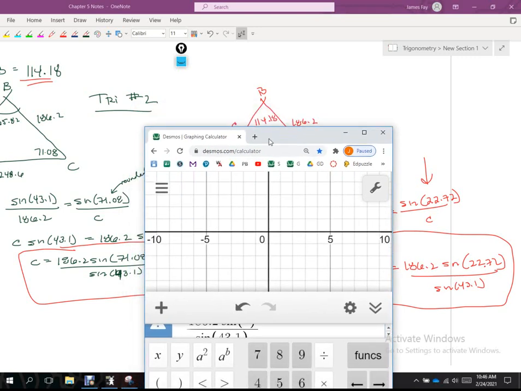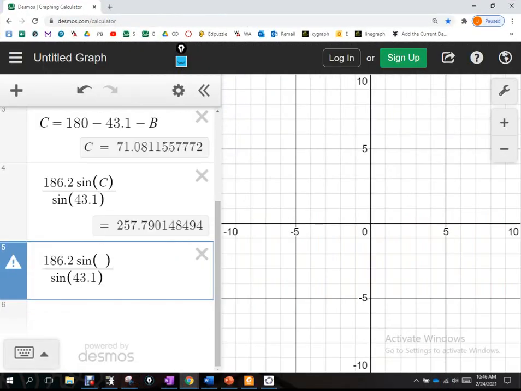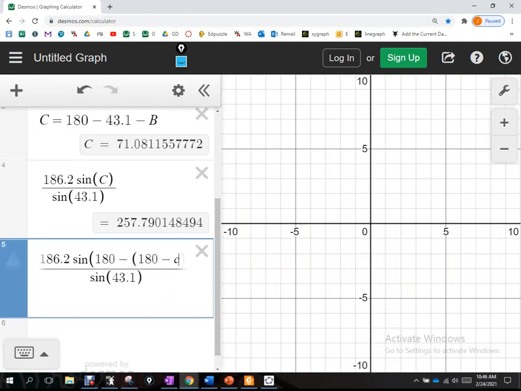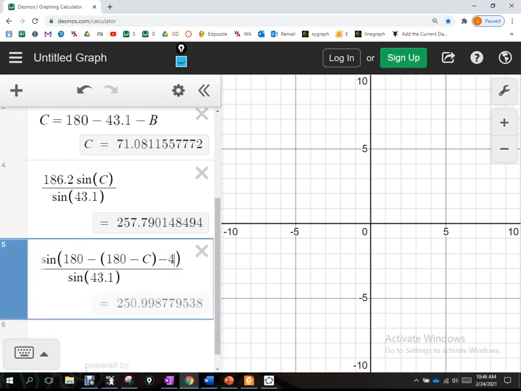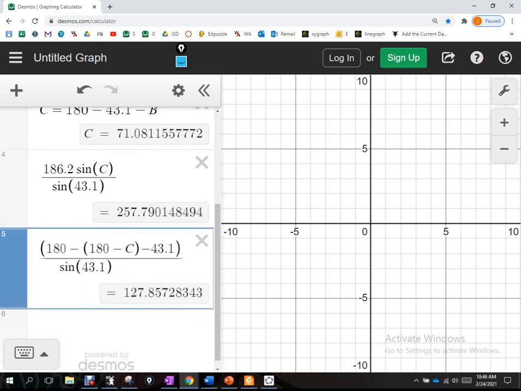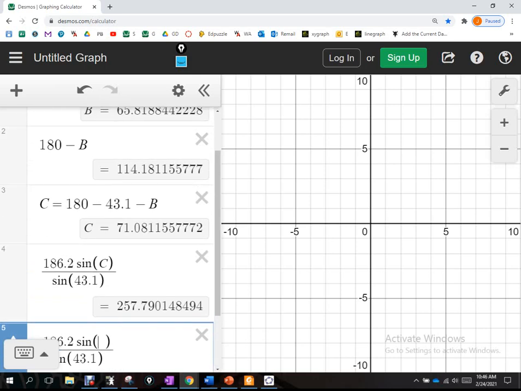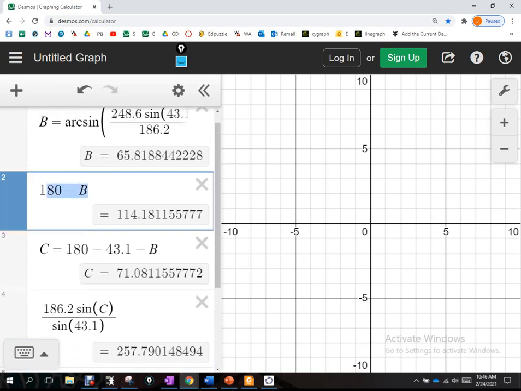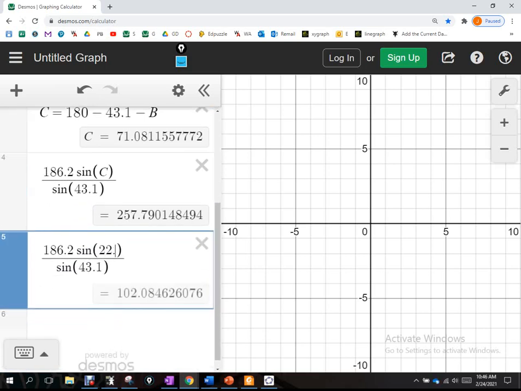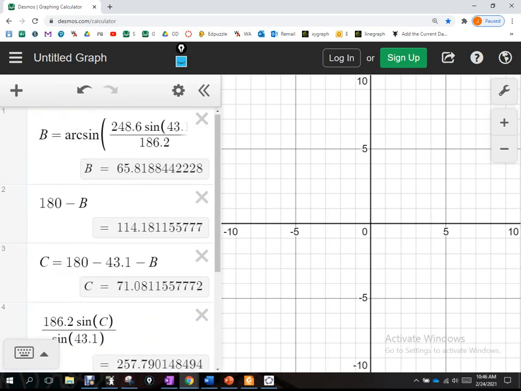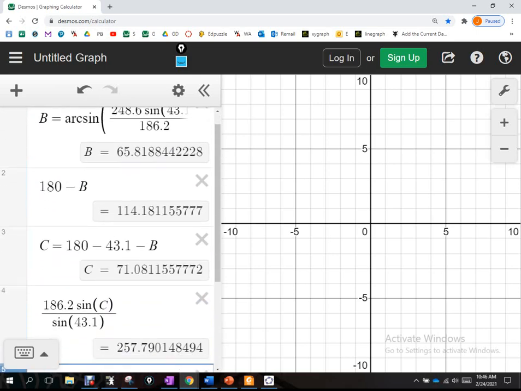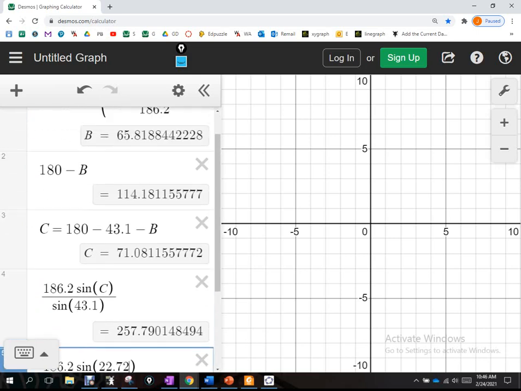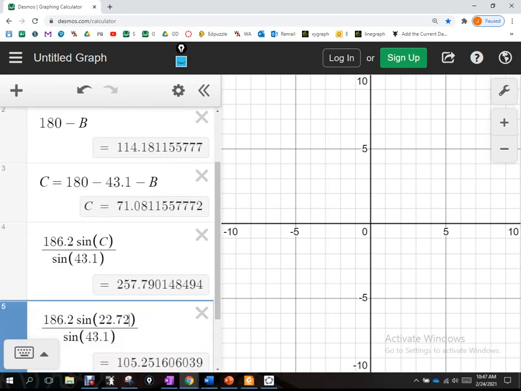It'd be 180 minus 180 minus C minus 43.1. That's still not it. Just trying to get that 22.72 out of this stuff here. Yeah, that's what I want. Regardless, 22.72. Because of the way I define things up here, you could eliminate all the rounding error that you want to if you're thoughtful about how you input this 22.72.